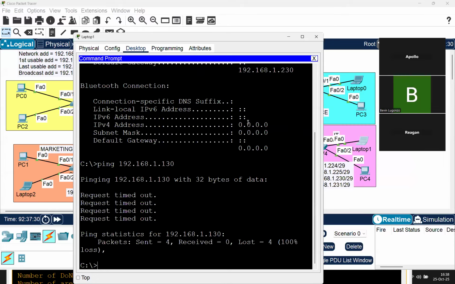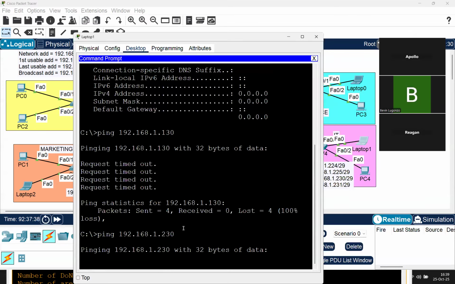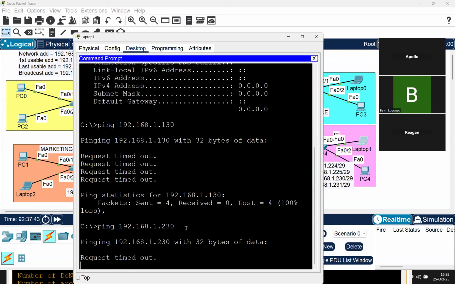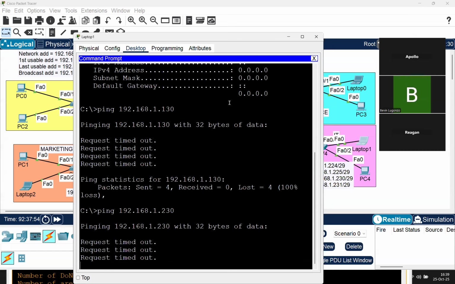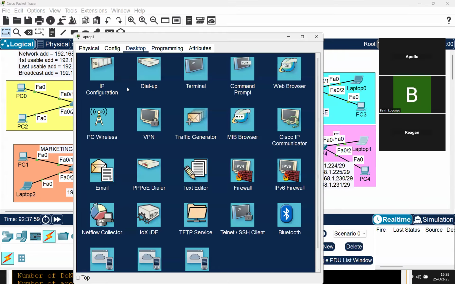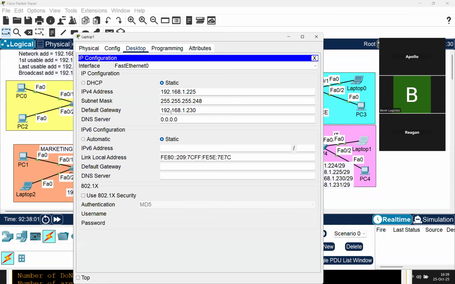Its default gateway should be 230. I should ask it to ping 230, not 130. Let's see. Well, even the 230 itself is unable to ping it. So that's the first problem we need to fix. Did we configure the default gateway for the host, the terminals? Let's see. The default gateway is here, 192.168.1.230.